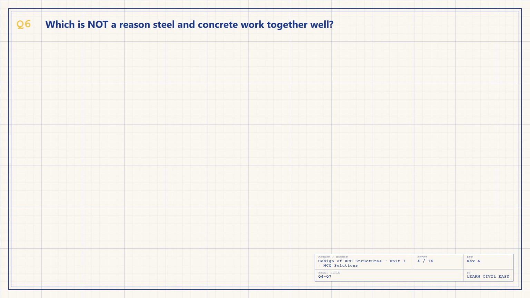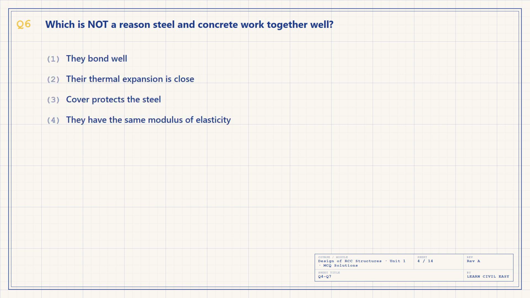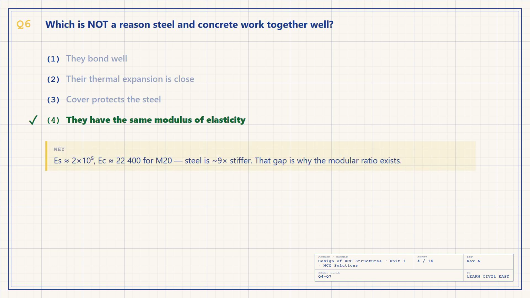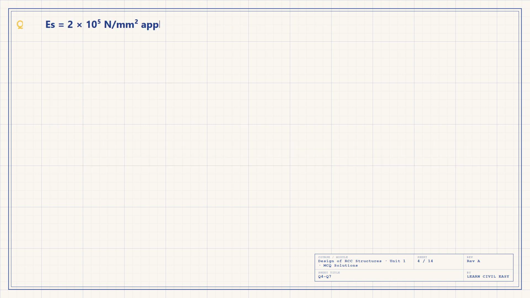Question 6. Which of the following is not a reason why steel and concrete work together well? This is a not question, so read it twice. The answer is option 4. Steel and concrete have the same modulus of elasticity. They do not. Steel is about 2 lakh. M20 concrete is about 22,400. Steel is roughly 9 times stiffer. That difference is exactly why the modular ratio exists.